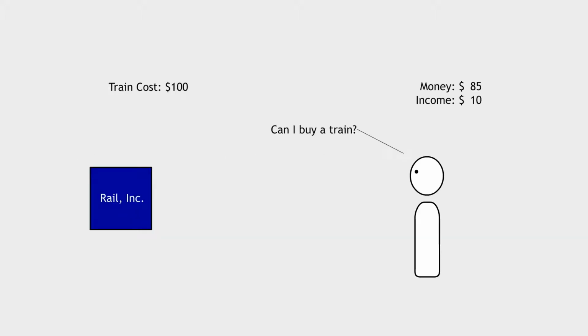This is a temporal positive feedback loop. The loop is temporal because the player must wait some time before they can buy more trains. The loop is positive because buying more trains eventually allows them to buy even more trains.